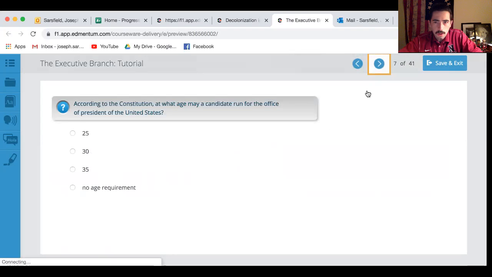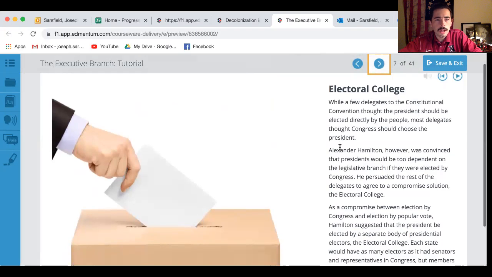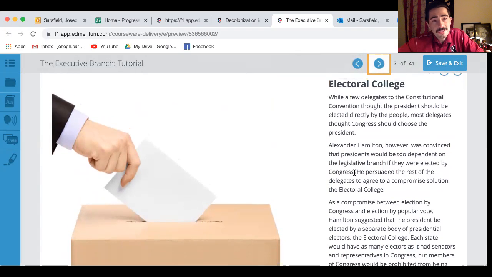It's a little question for you. Hopefully you know that. The Electoral College. We talked a lot about the Electoral College. This is what elects the president, but the Electoral College is based upon the popular vote. So the popular vote and the Electoral College matter.